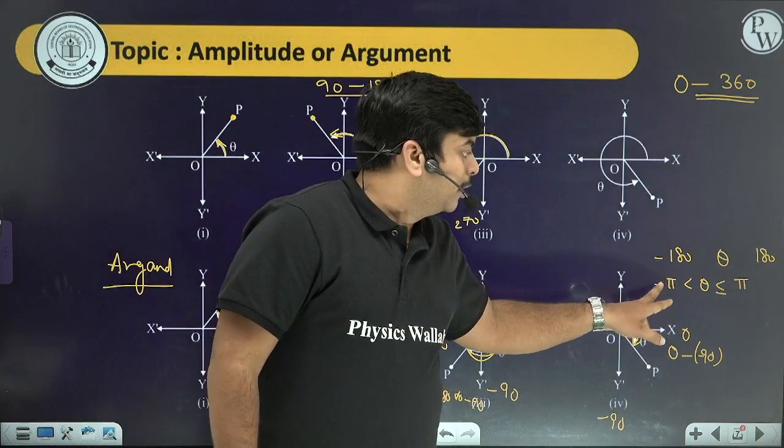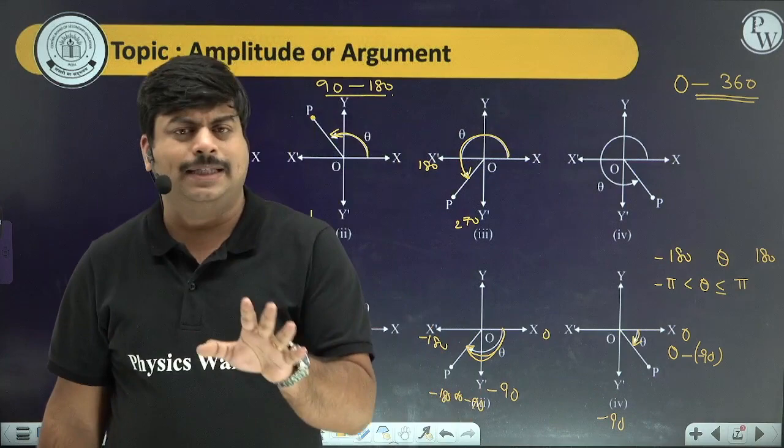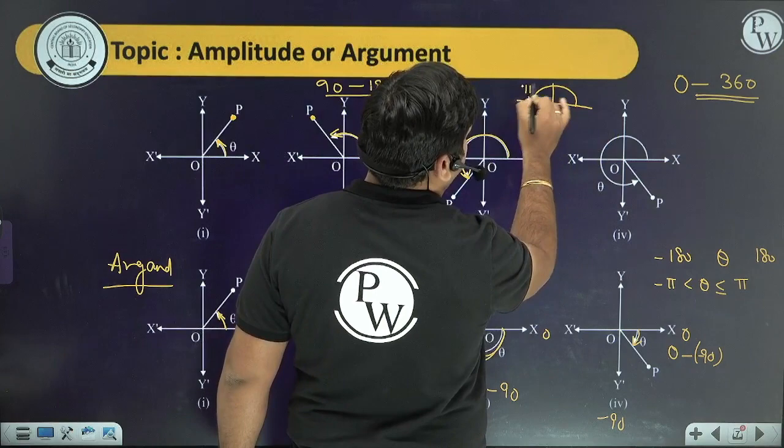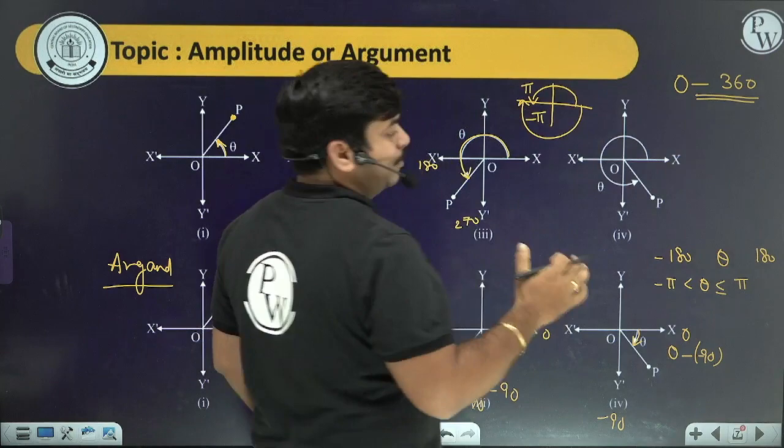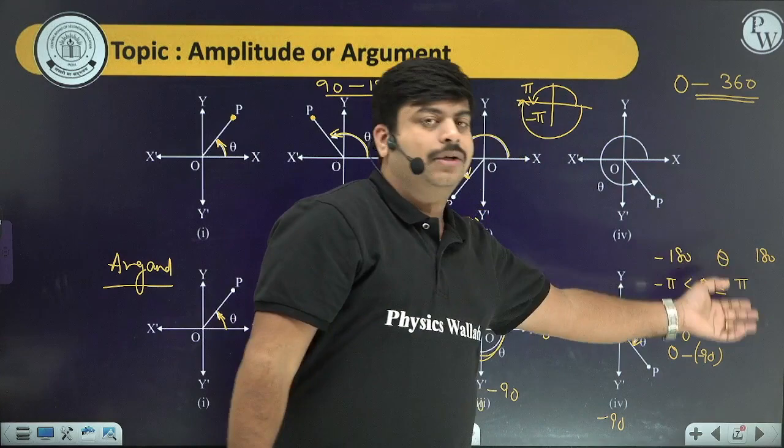Pi and minus pi are the same. If you are moving in this direction, at this point you'll have pi, the complete angle. And if you're moving in the other direction to the same point, you'll have minus pi. Both are the same. Whether you include one or leave out the other, that's not a problem.